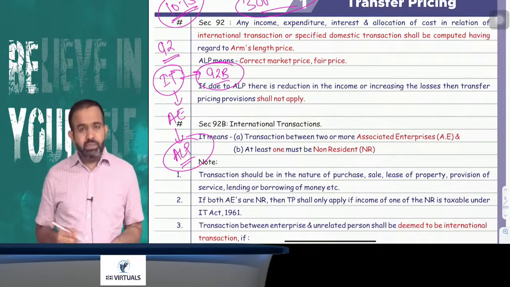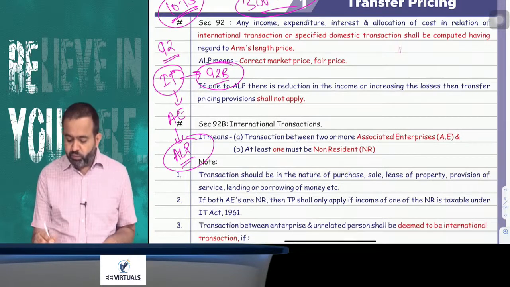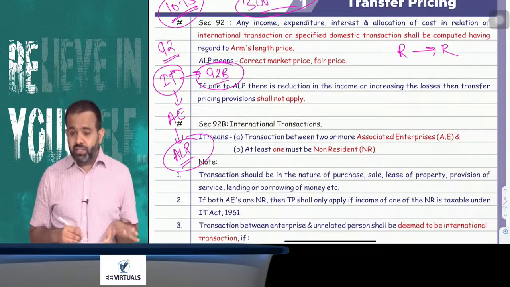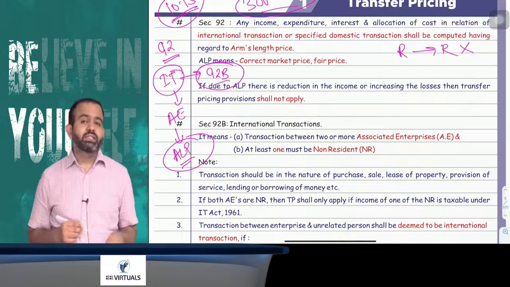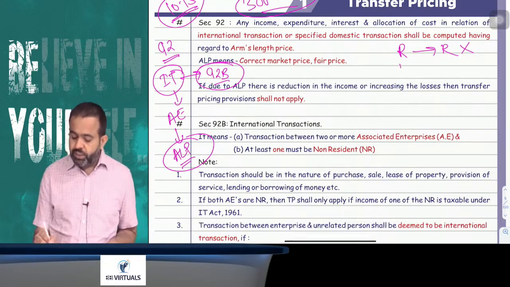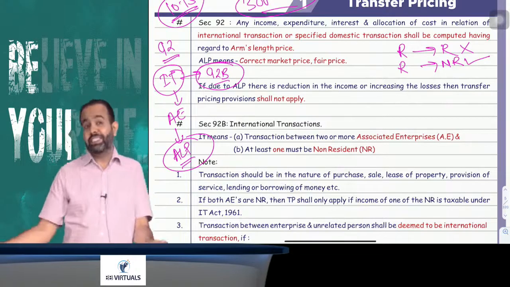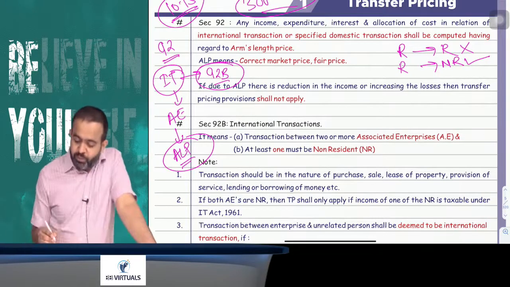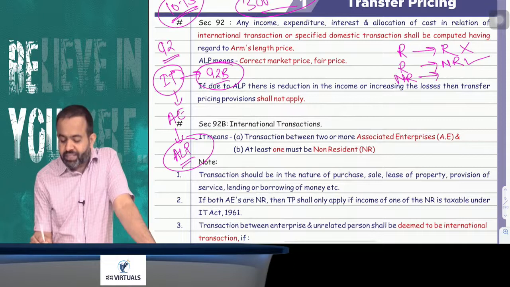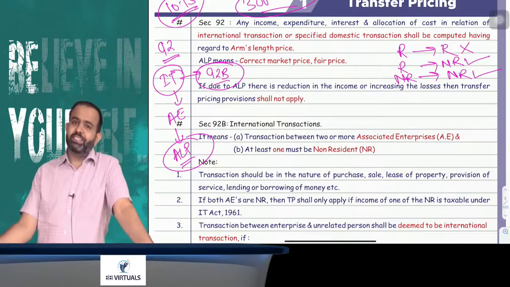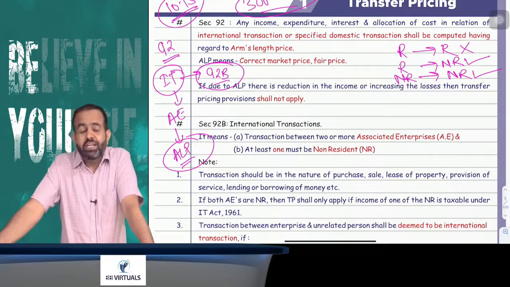I can take one example. Suppose there is a transaction between one resident and another resident, is that treated as an international transaction? Answer is no, it is not an international transaction. But suppose the transaction is between a resident and a non-resident, will it be treated as an international transaction? Answer is yes. One more thing, suppose there is a transaction between one non-resident and another non-resident, will it be treated as an international transaction? Answer is yes, it will also be treated as an international transaction.